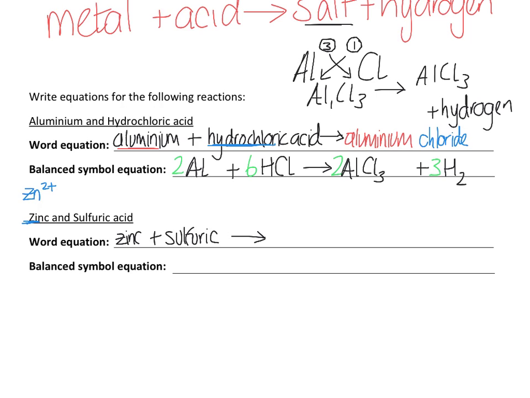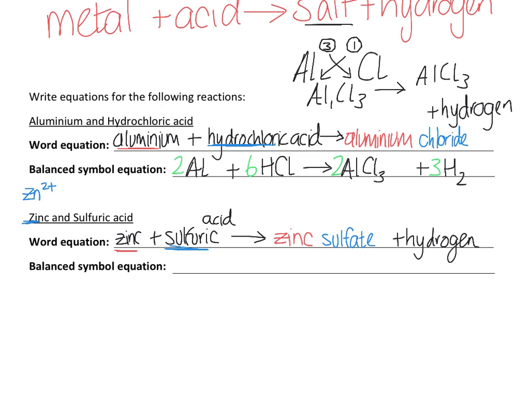So again, first part of my name comes from the metal and that remains unchanged. So I've got zinc, second part of the name from the acid. Sorry, that should say sulfuric acid. Second part of the name from the acid, and sulfuric acid changes the end of its name to sulfate. So my salt is called zinc sulfate, and then my other product is always hydrogen. So it should be second nature to you now, just writing plus hydrogen at the end of these.